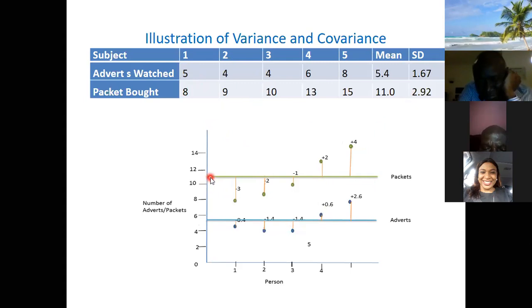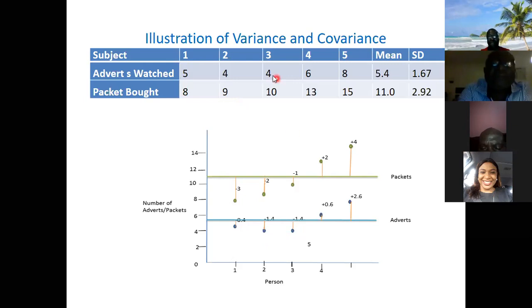Can you see the position at 11? But you see the position, the value of each person subject. Like for this one, when I watch 5, can you see the value is a little bit less than the mean by 0.4, because the mean is 5.4. The person that watched 4, look at it also, it's below the mean by 1.4. That's why it has a negative mark below the mean.